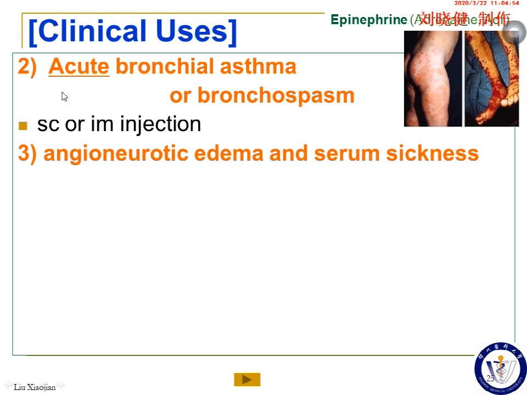Others, in the treatment of acute bronchial asthma, this drug can be administered subcutaneously or intramuscularly. It can take onset relatively fast. It also is very useful in the treatment of angioneurotic edema and serum sickness.